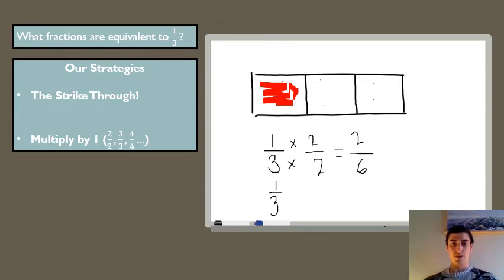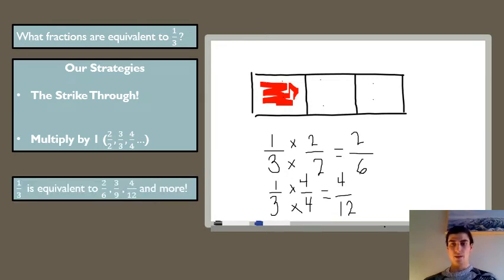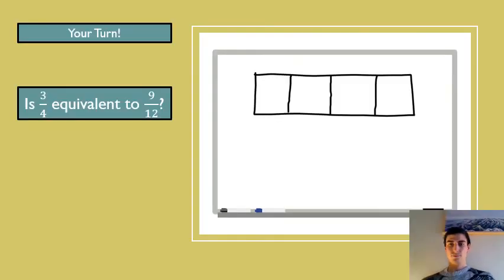This time, let's try multiplying by a fraction equivalent to 1 whole that is 4/4. So I'm going to multiply the top and the bottom by 4. So 1 times 4 equals 4. 3 times 4 equals 12. Sweet. Okay, so 1/3 is also equivalent to 4/12. All right, you try it.